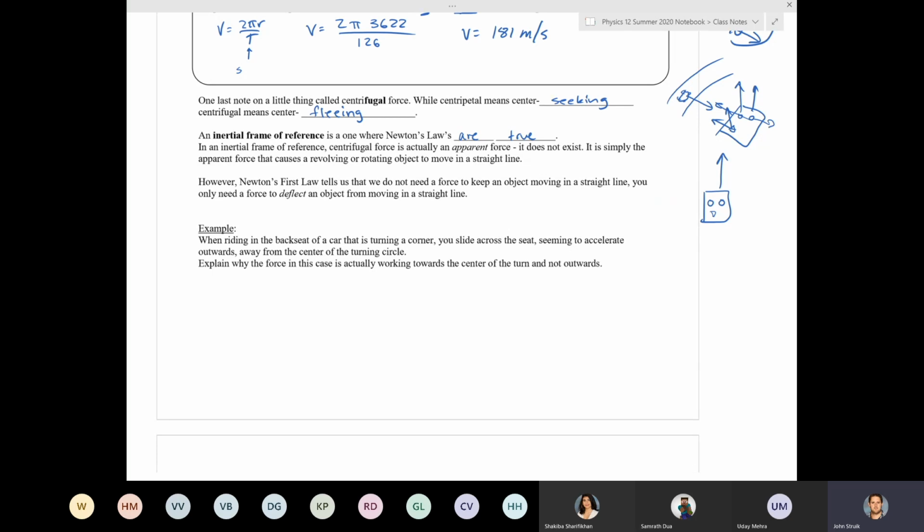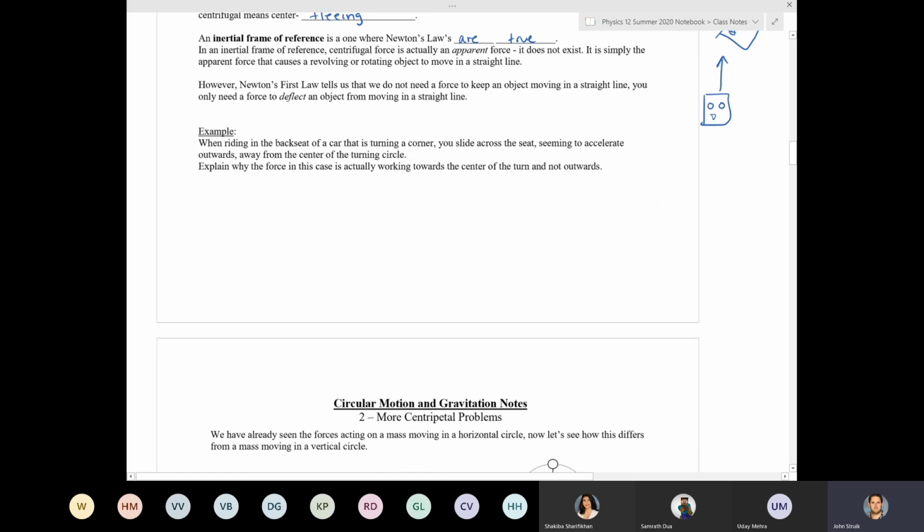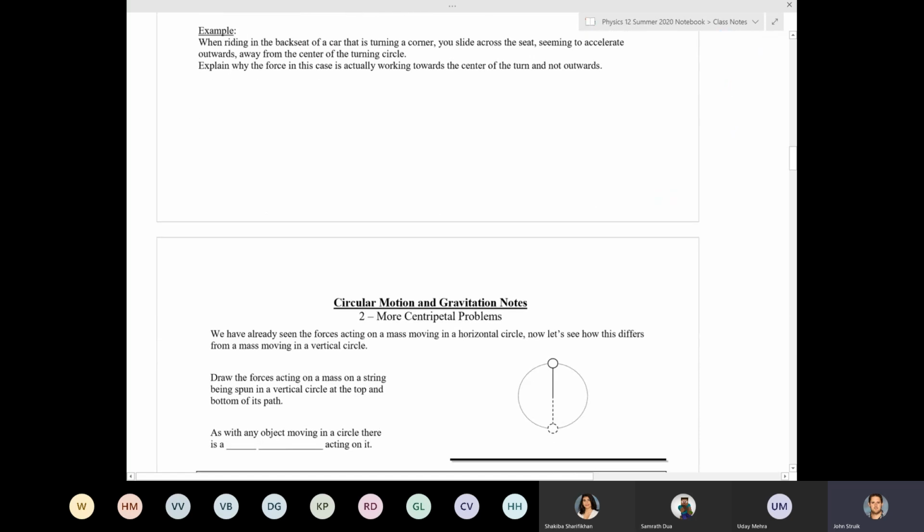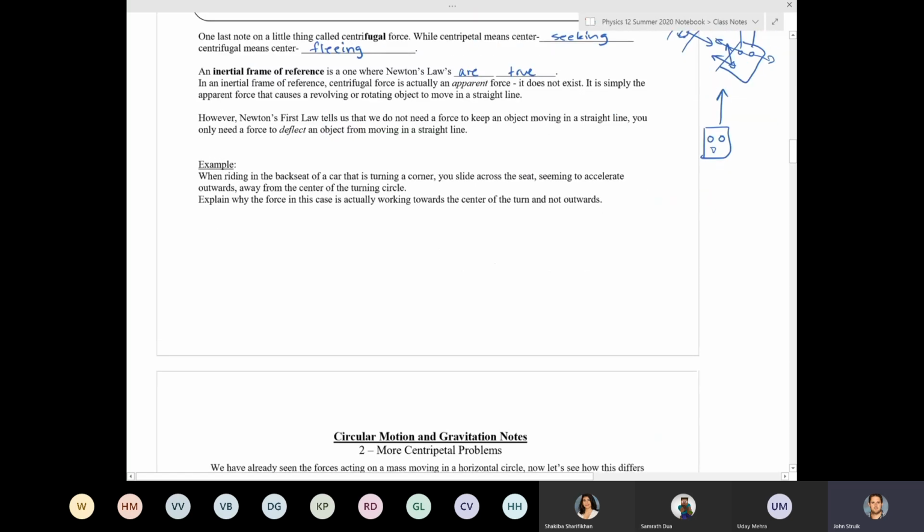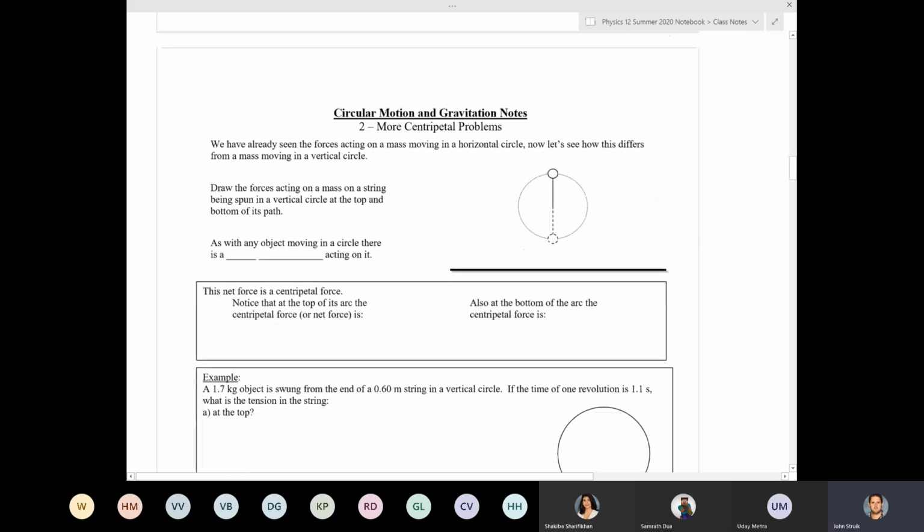So you slide across the seat, seeming to accelerate, but you're not actually accelerating. You're just staying in that straight line of the car. Then you seem to be accelerating outwards, but the car is actually moving you inwards. So it's an actual centripetal force. So yeah, and then I guess we'll do lesson 2 tomorrow.